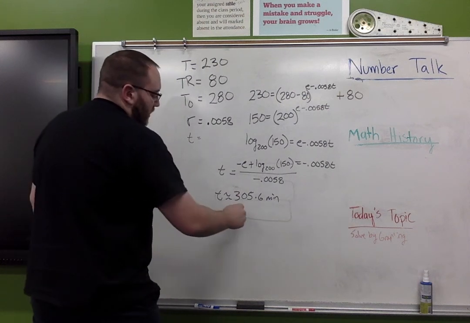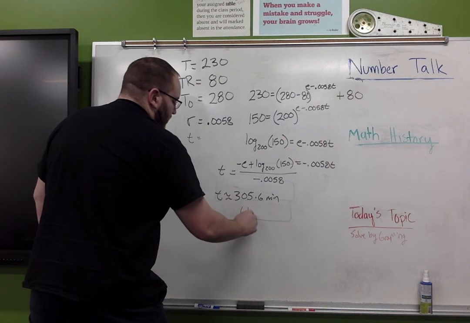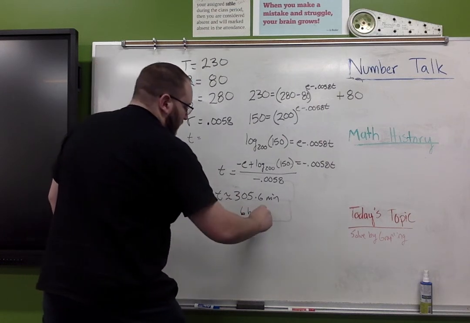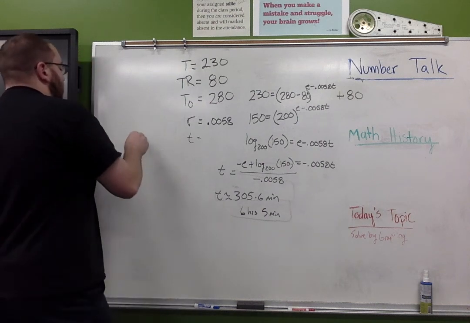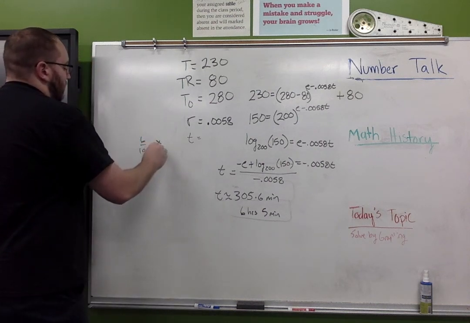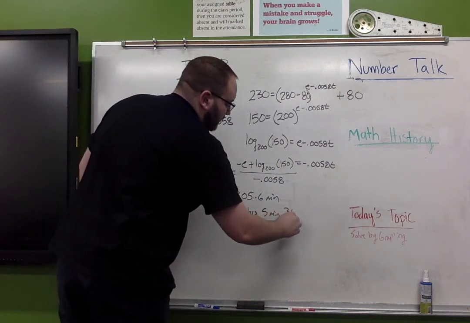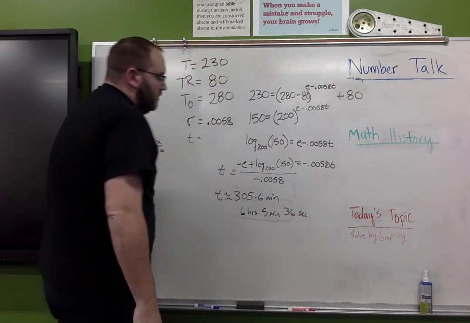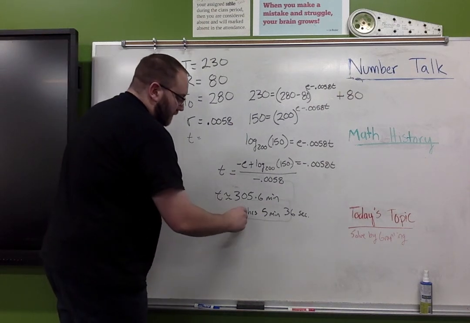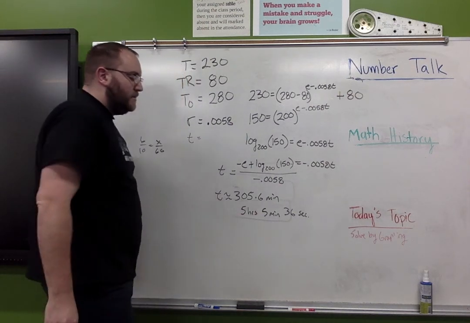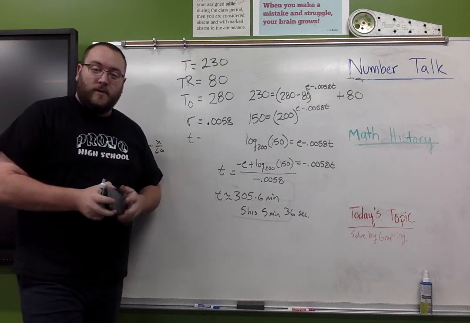which is, let's see, that's 6 hours, 5 minutes, and 0.6 is 36 seconds. That is a long, it's not 6 hours, sorry, 5 hours. 5 hours, 5 minutes, 36 seconds. That is a long time to be waiting on the side of the road for your car to cool down.